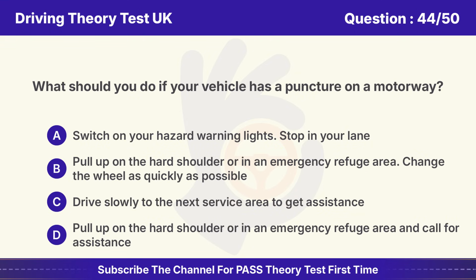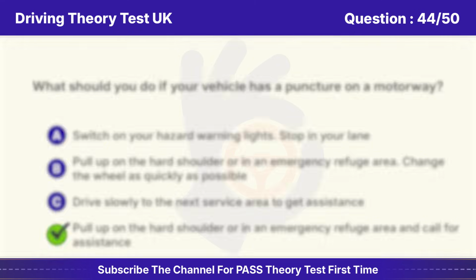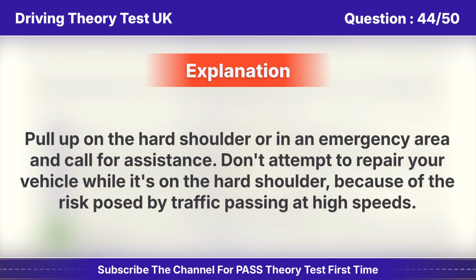Question 44. What should you do if your vehicle has a puncture on a motorway? Answer is D. Pull up on the hard shoulder or in an emergency refuge area and call for assistance. Don't attempt to repair your vehicle while it's on the hard shoulder, because of the risk posed by traffic passing at high speeds.